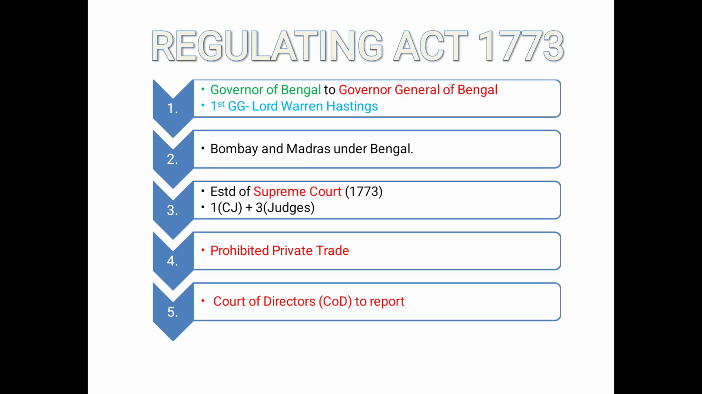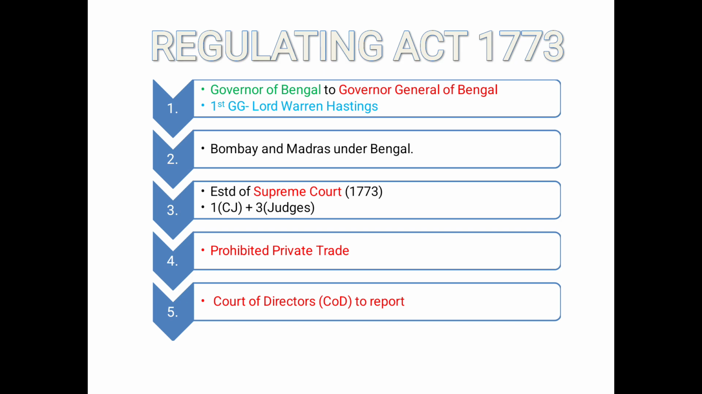Then one more important thing happened here, that is the establishment of the Supreme Court. The present Supreme Court which we see was established by the Regulating Act of 1773, and its composition was one Chief Justice and three judges. The fourth very important thing which happened here is the prohibition of private trade.